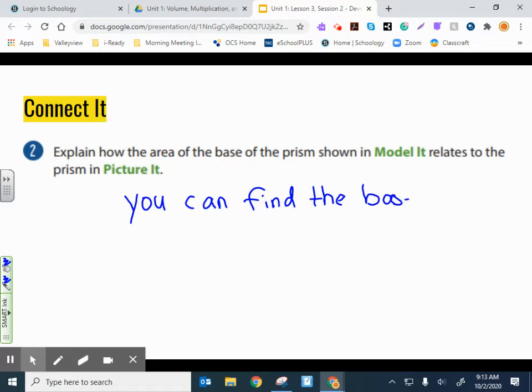For the picture with the cubes, you can literally see the base layer. For the one that's the model, you can just multiply your 2 times 3 to get your base layer. So one's very visual, you can see it. The other one is more that those measurements will equal that. So that's what they're talking about in that one.